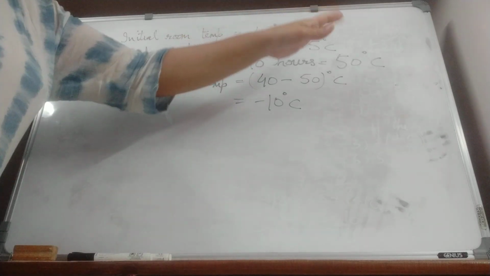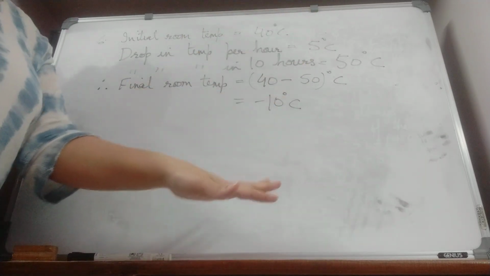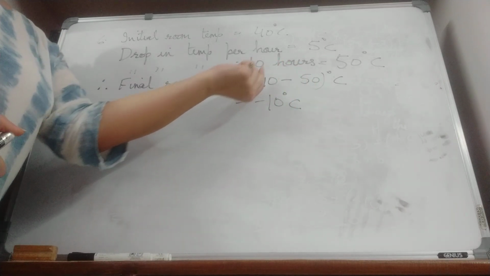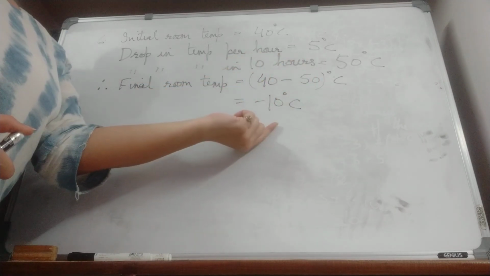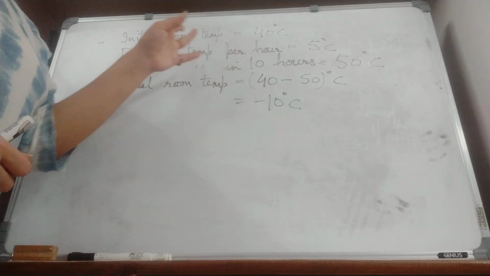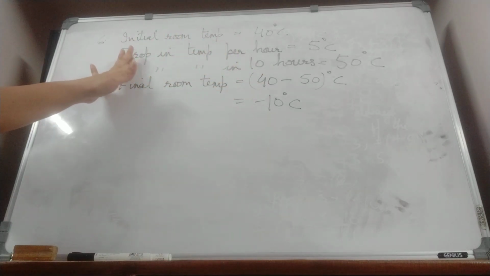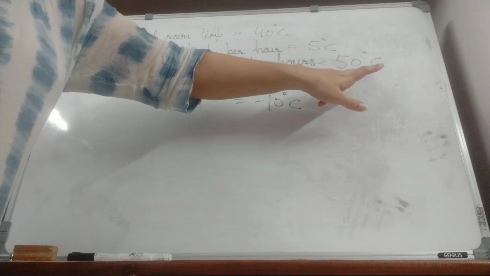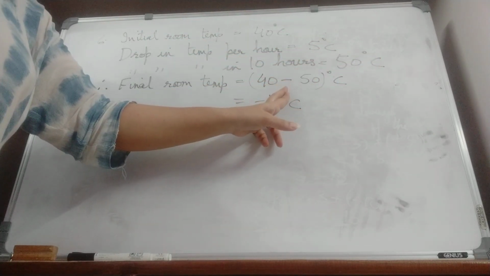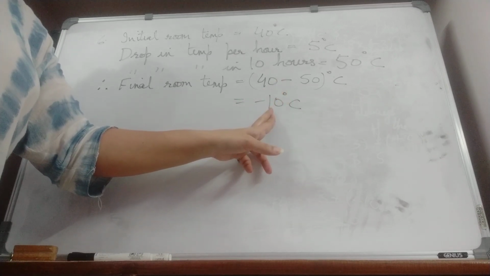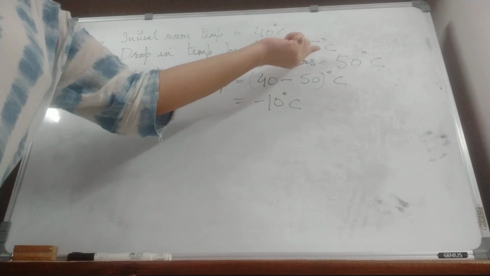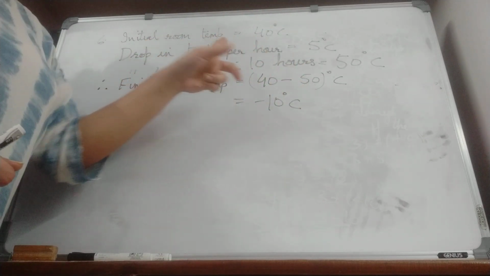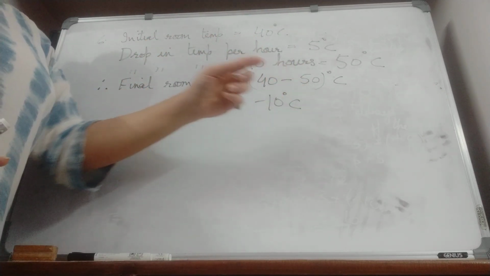That is why we are subtracting, because it is decreasing. So we are subtracting 50 from 40. When you subtract 50 from 40, you get minus 10. If this was a rise in temperature, if supposing the question said the temperature rose by 5 degrees, this would have been 50, and then the final temperature would have been 90 degrees Celsius. Because there it was rising, we would have added. Here it is dropping, so we have subtracted.